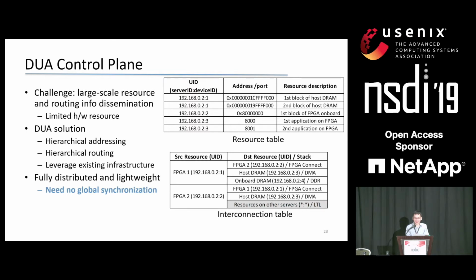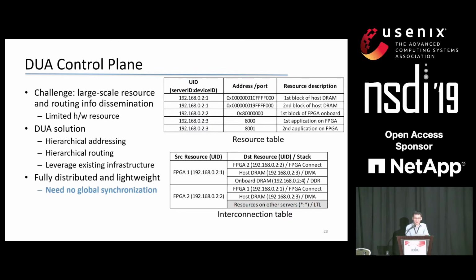Each server has a CPU control agent to determine all the control logic within this server. For the data center-wide, the DUA control plane is organized in a distributed way. Each CPU only maintains its local resource and routing information. In order to realize this idea, DUA uses a hierarchical address format. It leverages the server IP address as the first level and lets each CPU control agent manage its local address at the second level. For routing calculation, the idea is similar.